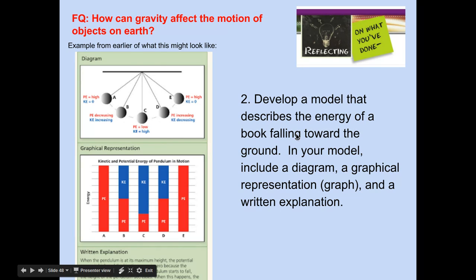The other thing you want to look at is you're going to be developing a model that describes energy of a book falling towards the ground. In your model, you're going to include a diagram, something like this, a graphical representation, something like this, and a written explanation. So things we've talked about before, now it's your chance to put it all together with a diagram, a graphical representation, and a written explanation.